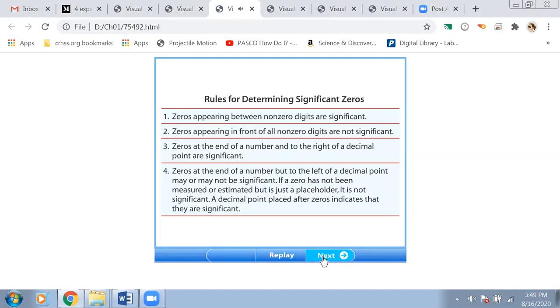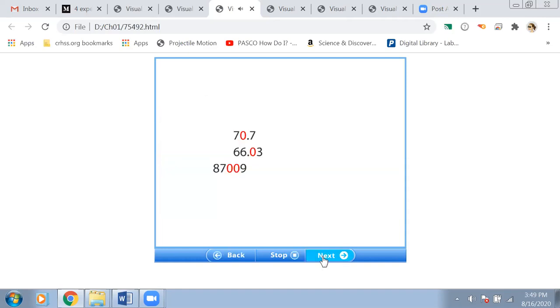This table is in your textbook as well. Zeros appearing between non-zero digits are significant. Always. They're always significant if they're between digits. We count these zeros when determining significant figures. So it is significant figures that we're trying to determine here.